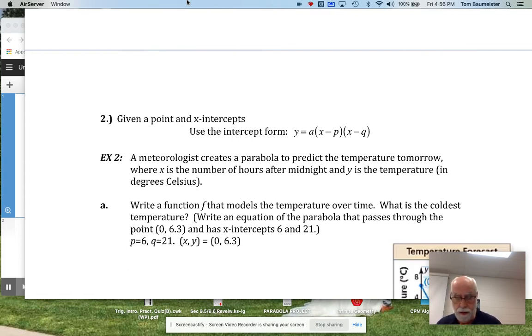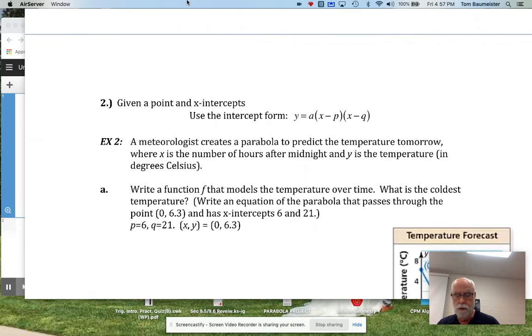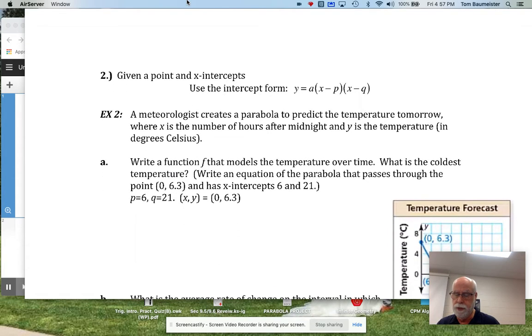We'll see why I'm saying that in a second. All right. A, write a function that models the temperature over time. What is the coldest temperature? And write an equation of the parabola that passes through the point (0, 6.3) and has x-intercepts 6 and 21. So p is equal to 6, I just told you that. And q is equal to 21, and I told you that our point is (0, 6.3).